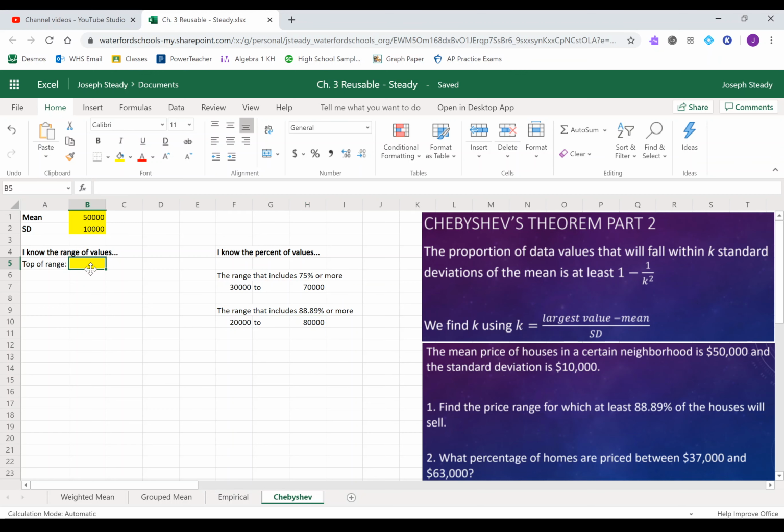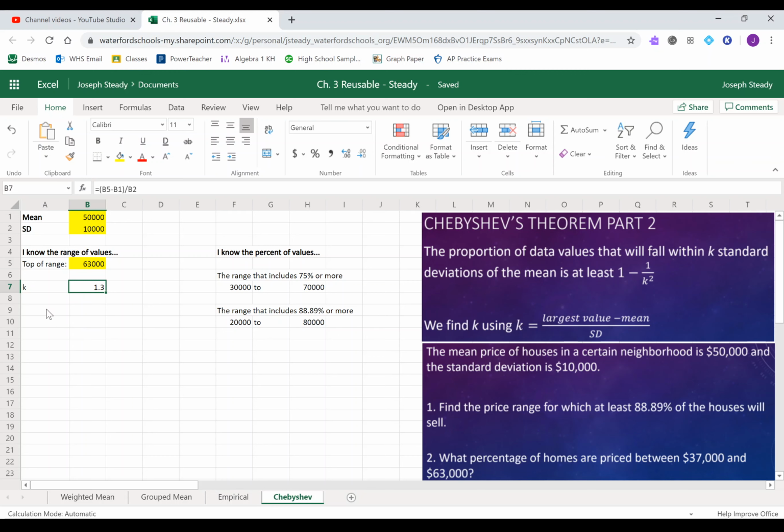So to use this, first thing we have to tell the spreadsheet is, well, what's the top of the range? And in this case, the top of the range is $63,000. They tell us that right here. We're going to use that number to find k. And this calculation is going to be open parentheses, the top of the range minus the mean divided by the standard deviation. That will tell us how many standard deviations away from the mean this number is. And in this case, it is 1.3 standard deviations away from the mean.